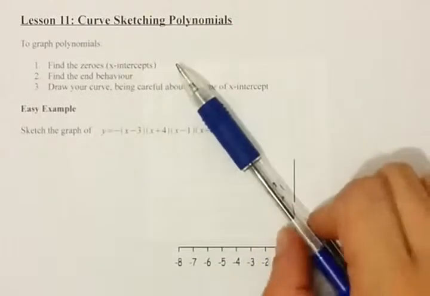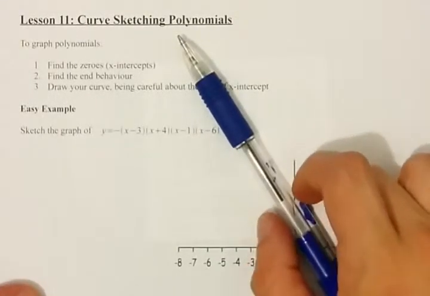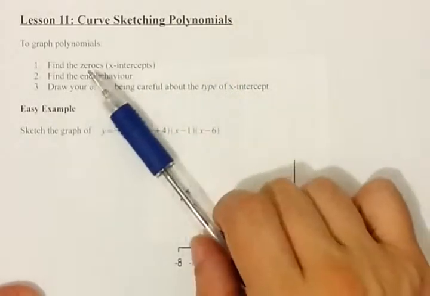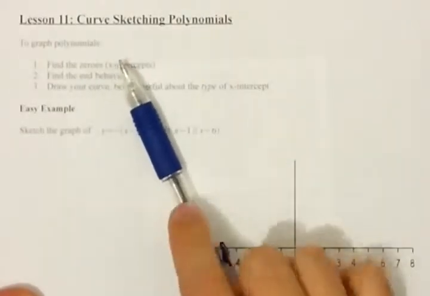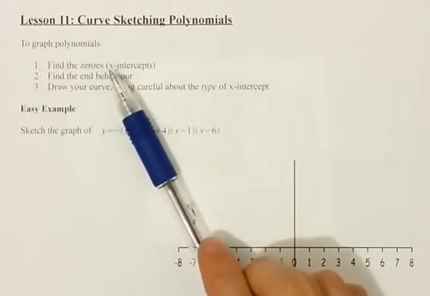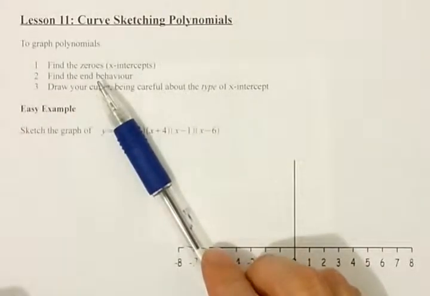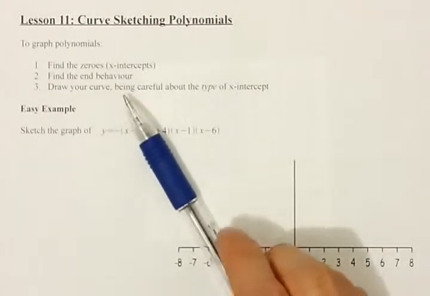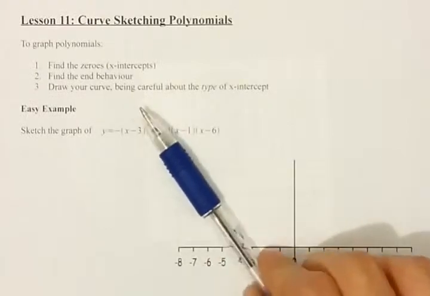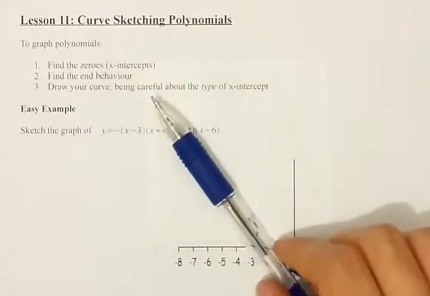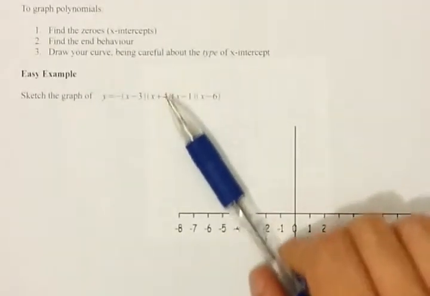All right, curve sketching some of these polynomials. It's pretty easy. All you have to do is find the x-intercepts, or the zeros. You have to find the end behavior, which is what we did last lesson. And then you just have to draw your curve. Now, obviously it's a little more complicated than I'm letting on here, but let's do an example.